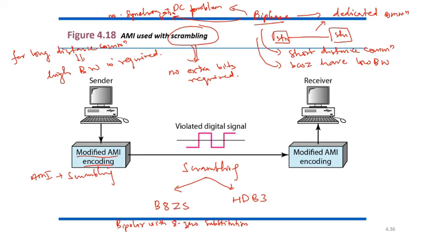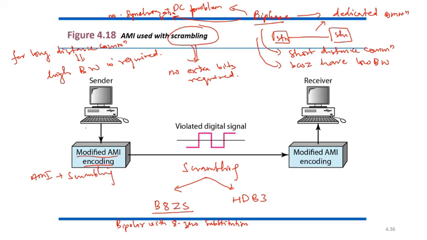B8ZS means bipolar with 8-zero substitution. So this scrambling is basically used because in AMI, a large number of zeros will create a synchronization problem. In AMI, synchronization is done with respect to the zero level.